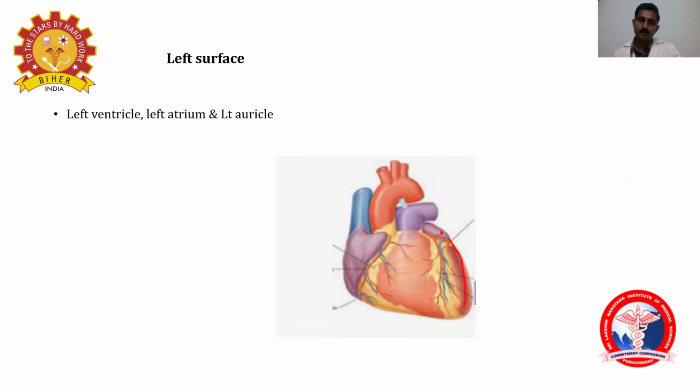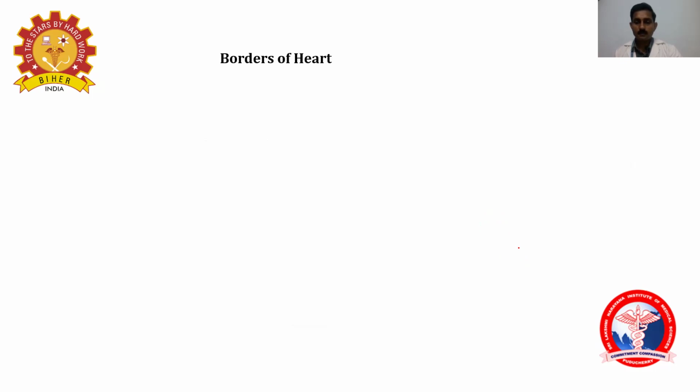So, left surface is formed by what? Obviously, it is the left ventricle, and we have left atrium, which we cannot see here. That is the left atrium, and this structure is called left auricle. What is auricle? Auricle means earlobe. So, this is appearing like an earlobe. That is why it is called auricle. So, here it is formed by left auricle, left atrium, and left ventricle. It's a very small area.